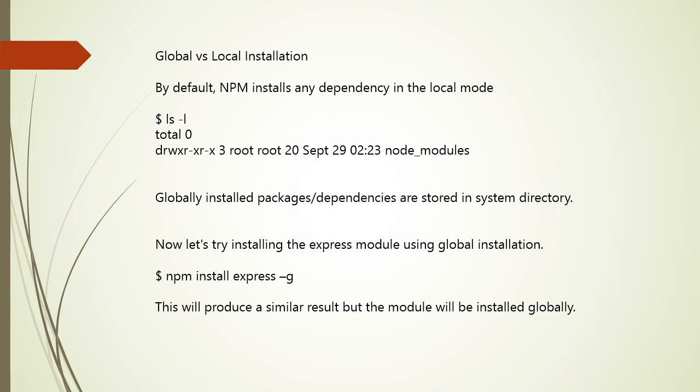Alternatively, you can use the npm ls command to list down all the locally installed modules. Globally installed packages or dependencies are stored in the system's directory. Such dependencies can be used in the command line interface function of any Node.js but cannot be imported using require in a Node application directly. Now let's try installing the express module using global installation. So npm install express -g. This will produce a similar result but the module will be installed globally.